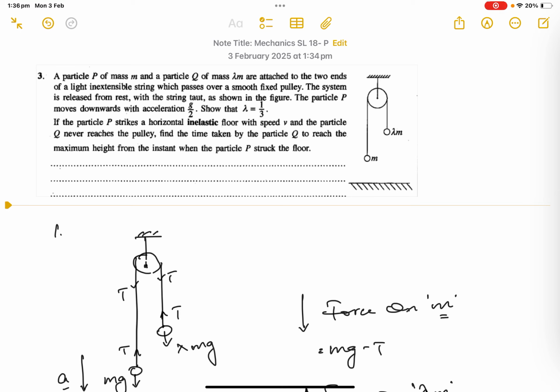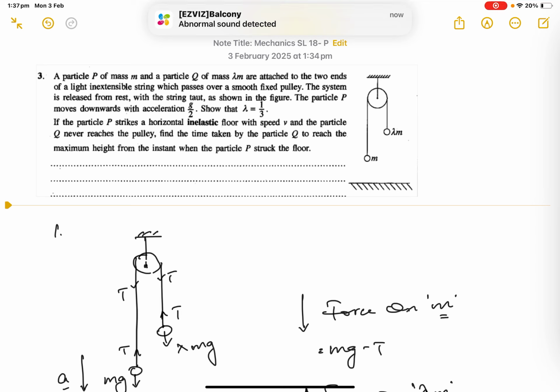A past question on mechanics. A particle P of mass m and a particle Q of mass lambda m are attached to the two ends of a light inextensible string which passes over a smooth fixed pulley.